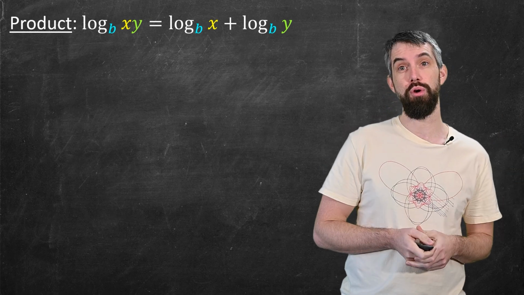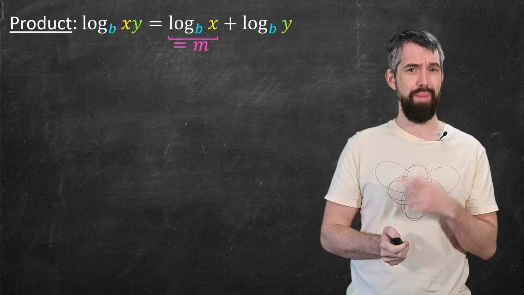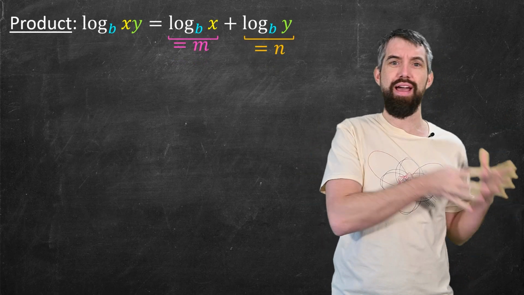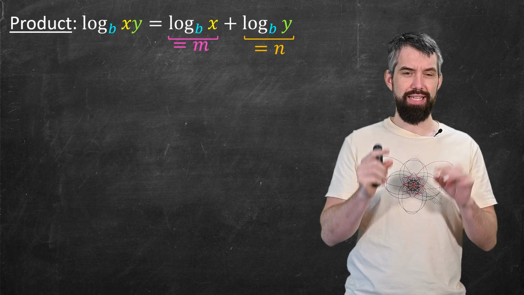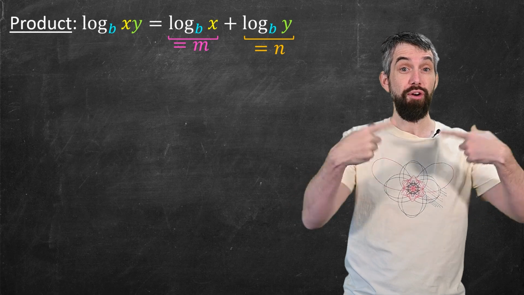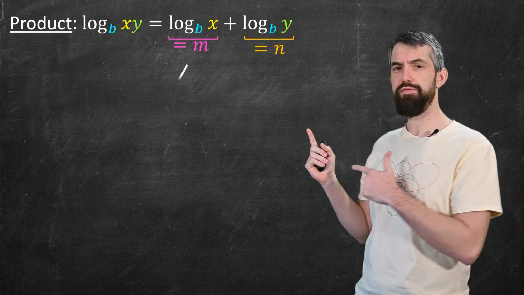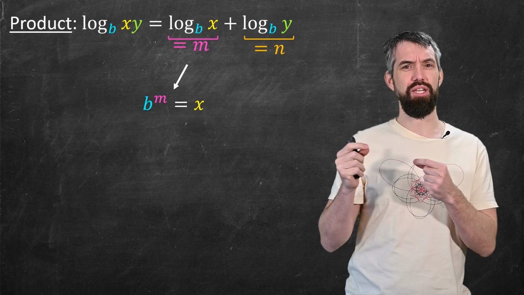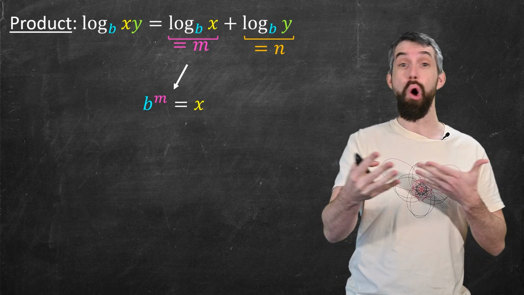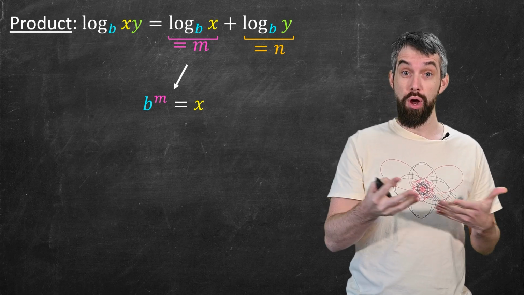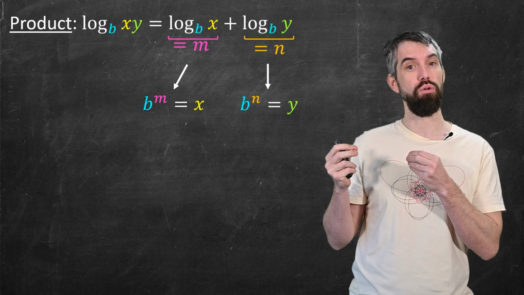Now, why might this be true? To argue this, I need some shorthand for these names on the right, so I'm just going to call them m and n for the logarithm of x and the logarithm of y. And basically my argument is, every time you have a log rule, convert it to being an exponential rule and ask yourself, what do I know about exponentials? If the logarithm base b of x is equal to m, I can rewrite that as an exponential as b to the m is equal to x. Always can go back and forth between logarithms and exponentials. Similarly, I can say that b to the n is equal to y.